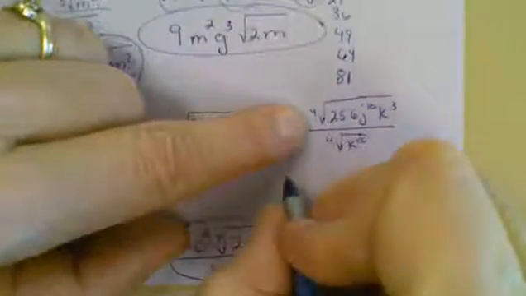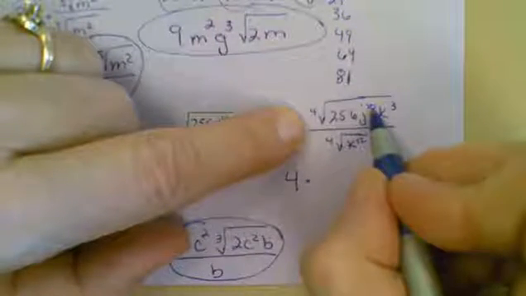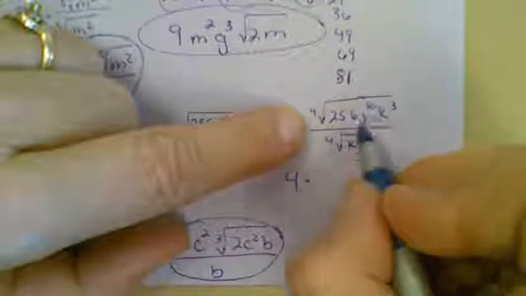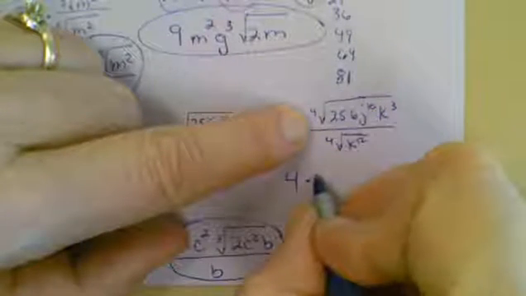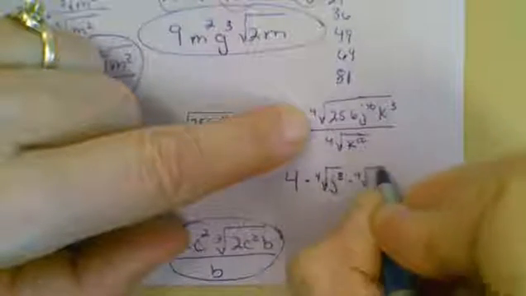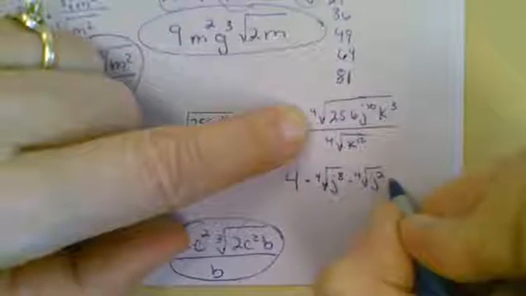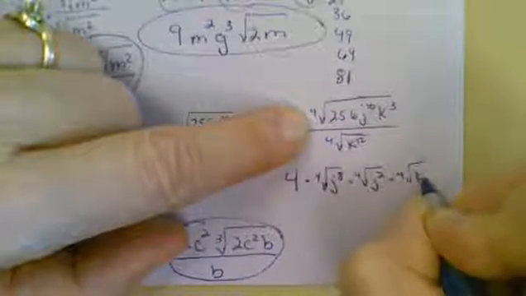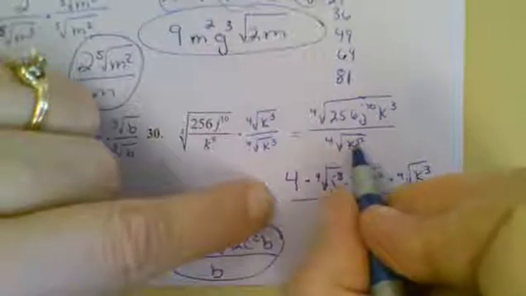So that comes out evenly as 4 times j to the 10th. I need to break that up into something that's a perfect fourth, a multiple of 4. So that's going to be the fourth root of j to the 8th. And then I'm left with the fourth root of j squared. K to the 3rd, I can't simplify that any. It's already smaller than 4, so I can't break that up. And down here I can take that and get k to the 3rd.